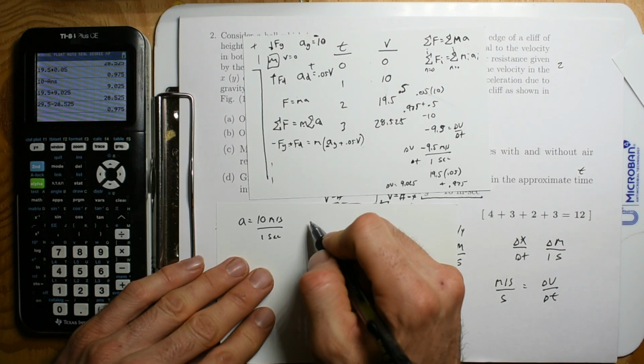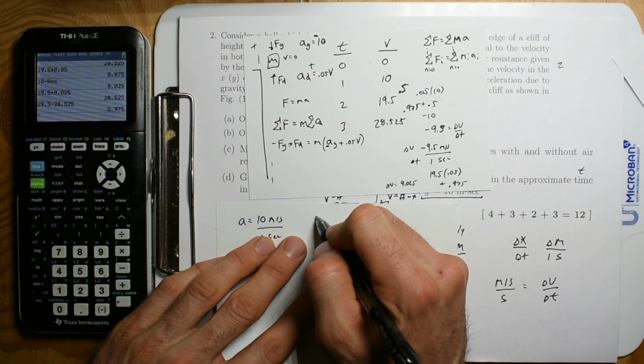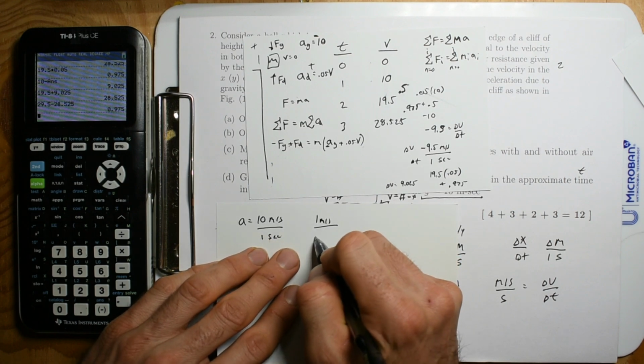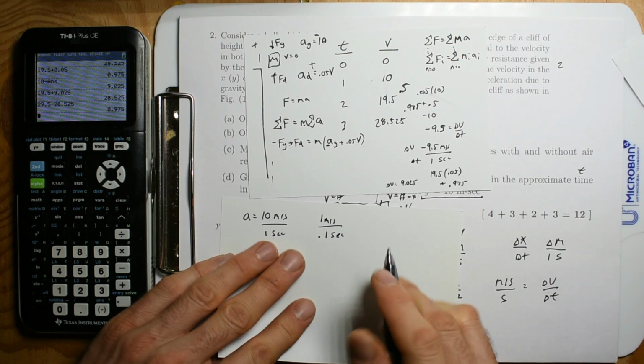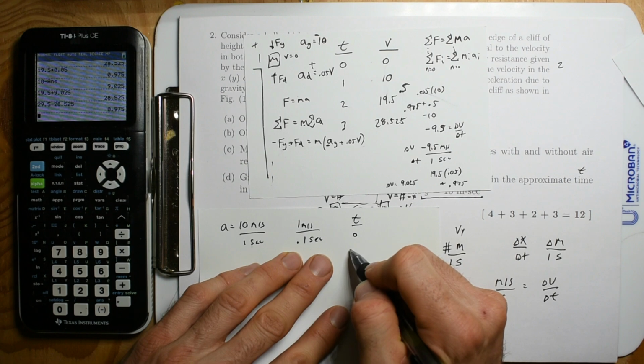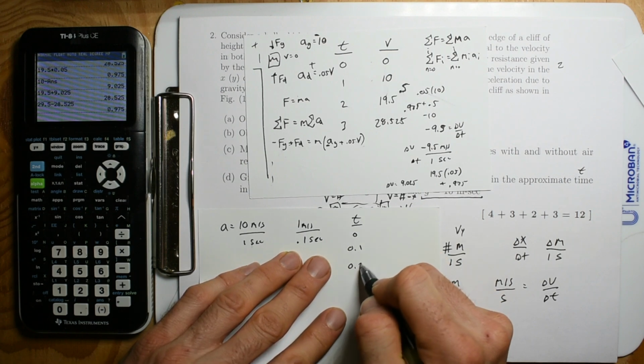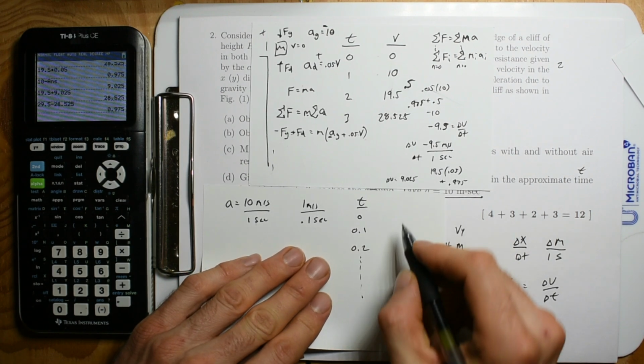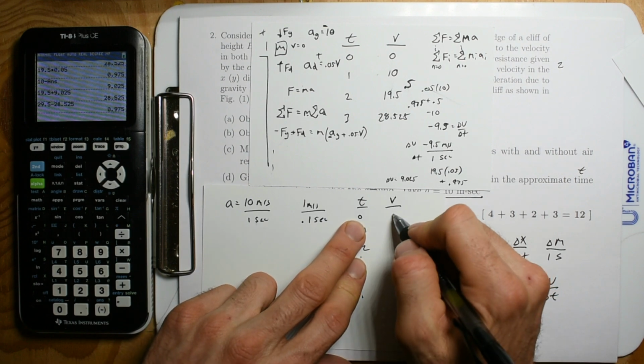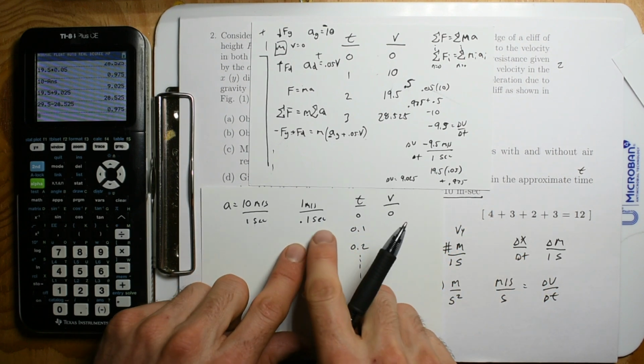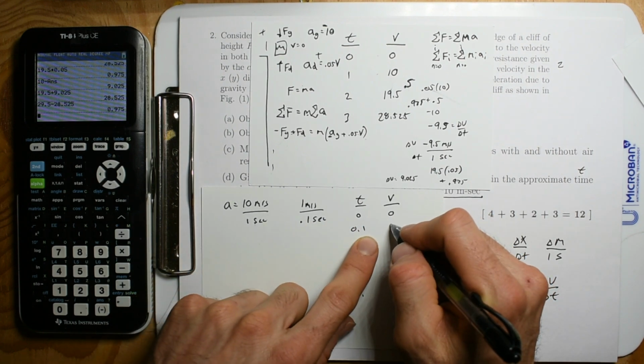Well, how about I do this? How about it's 1 meter per second per 0.1 second? And then I can have time as 0, 0.1, 0.2. And see, we're getting a lot more accurate. Velocity is going to be 0, and then after 0.1 second, my velocity is 1.